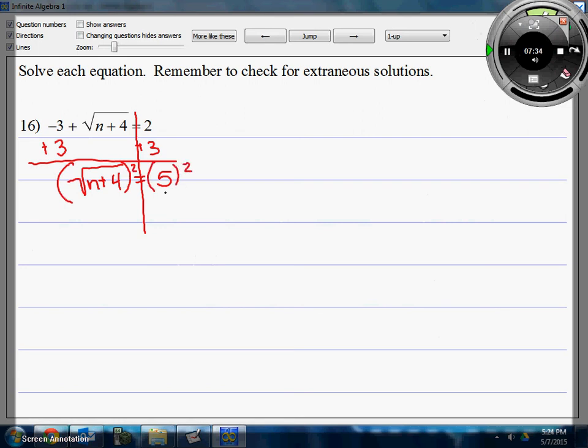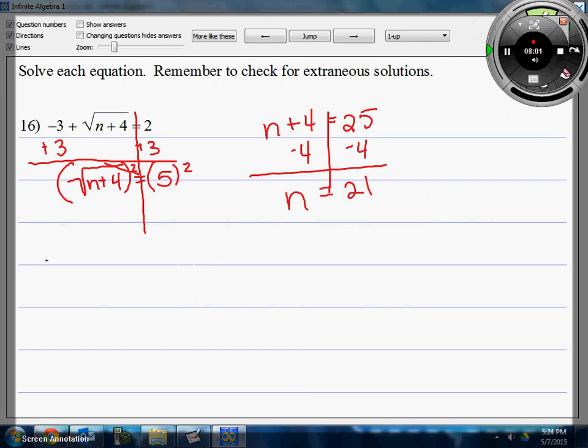So now I'm going to square both sides. I'm left with n plus 4 because the radical and the squared cancel out. 5 squared is equal to 25. Okay, now I need to solve it for n. I'm going to subtract 4 from both sides, and I'm left with n equals 21.